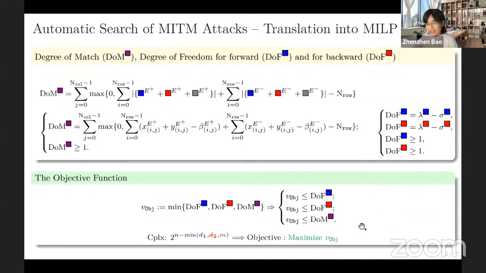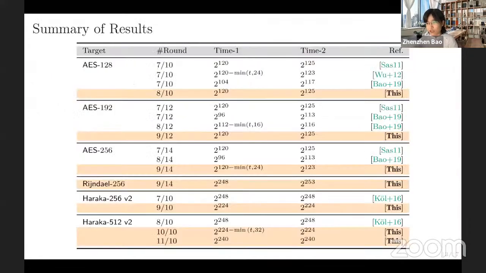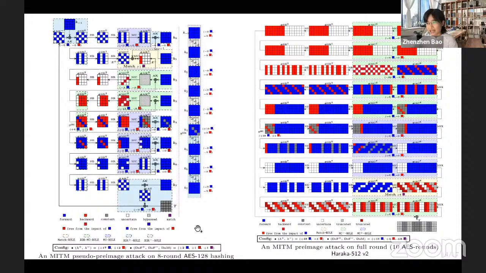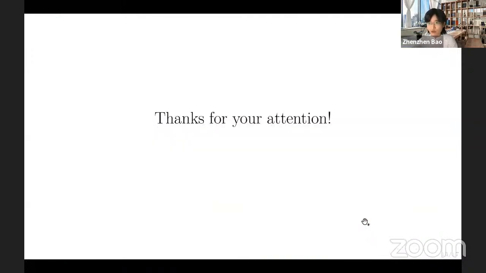And the objective function is defined to maximize the computational advantage. The generated MILP models are then solved using a solver, Gurobi. It turned out to be very efficient to perform exhaustive search for various instances of AES hashing mode and AES-like hash functions, which includes an attack on 8-round AES-128 hashing modes, which is experimentally verified, and the full round of Haraka-512 v2. That's all. Thanks for your attention.